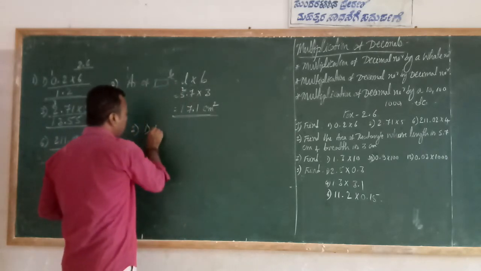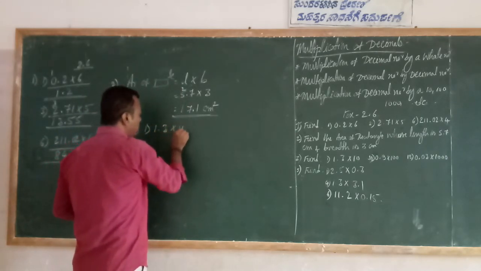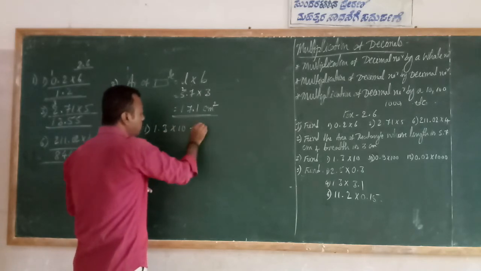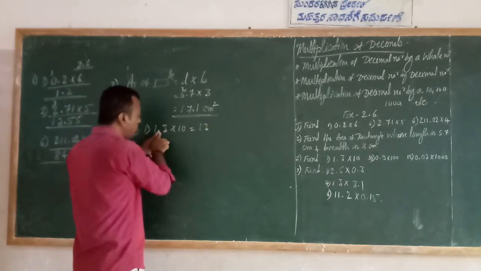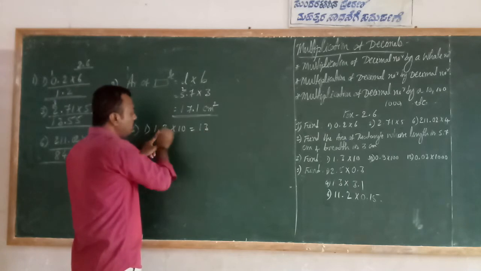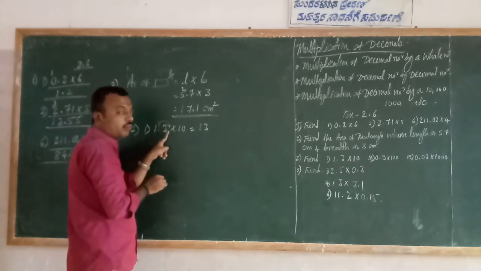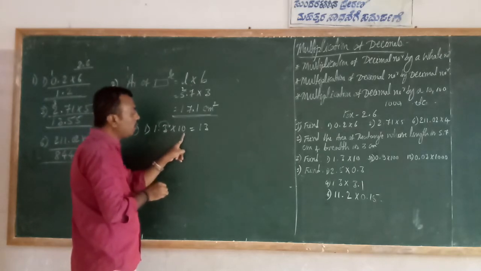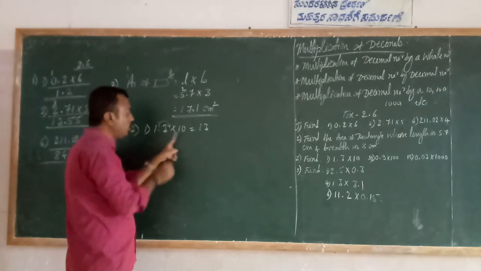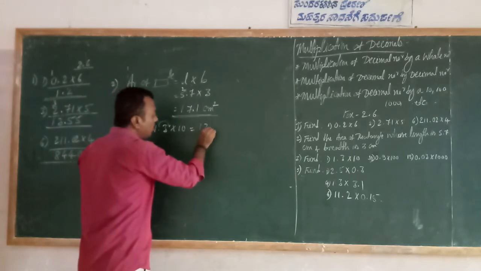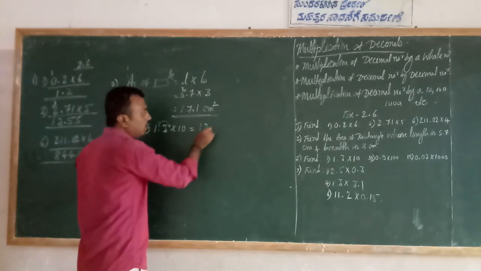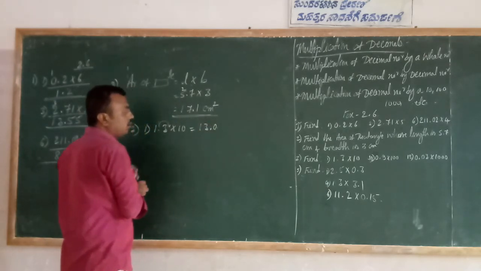1.3 into 10. Leave the point. How much does it become? 13. Now we shift the point. How many digits do we shift the point? Only one digit, because there is only one 0. That's why the point goes after the 3 in 13. After 3 nothing is there, which means 0. So the answer becomes 13.0.